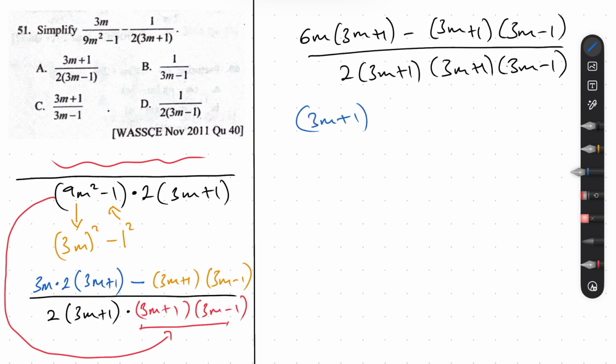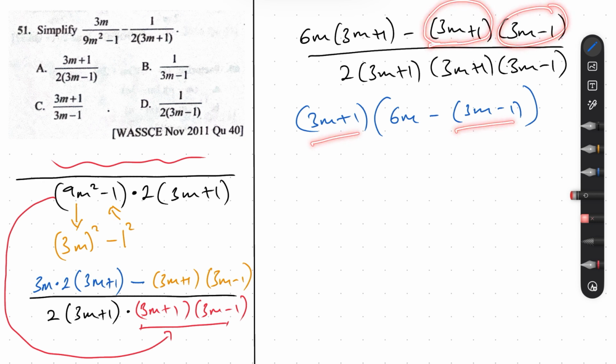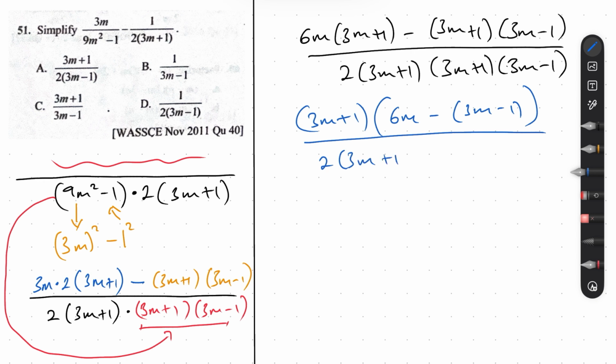Then in our bracket, we have what? 6m minus 3m minus 1. Okay? How do we get that? If we take 3m out and factor it out, we'll be left with this. And then if you take 3m plus 1 out, we'll be left with 3m minus 1. That's what we have here. Okay? All over the denominator, which is 2 3m plus 1, and then 3m plus 1 3m minus 1.